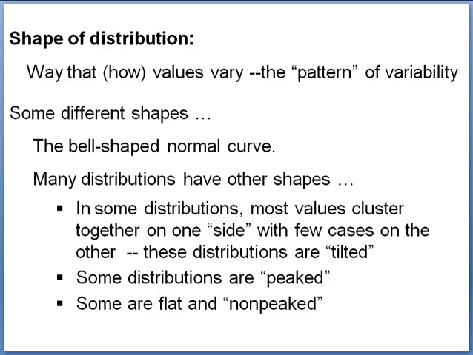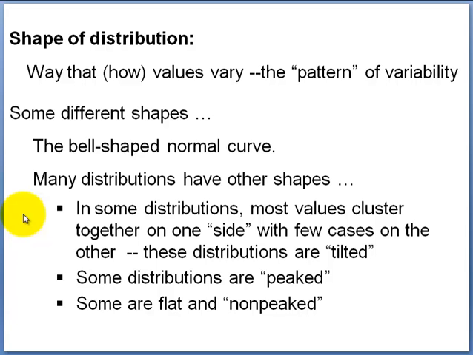So the final notion in univariate descriptive stats for numeric data is shape of distribution. In essence, shape of distribution is getting at the pattern of the variability, the shape of the data. And this will become clear as soon as I start to show you distributions of different shapes. But you may know the bell-shaped normal curve, perhaps from a prior course. Some other shapes that distributions might have.